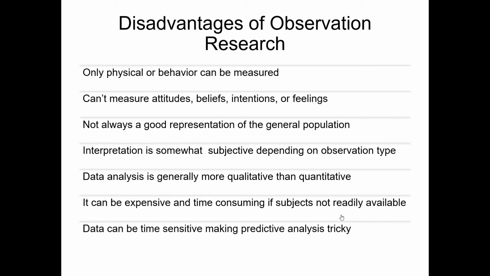And obviously, with observation research, usually you're not able to get a good representation of the general population. In other words, it's difficult to get a representative sample of the general population of your interest. So you tend to be not representative of the population. That's always a concern from a researcher's perspective.